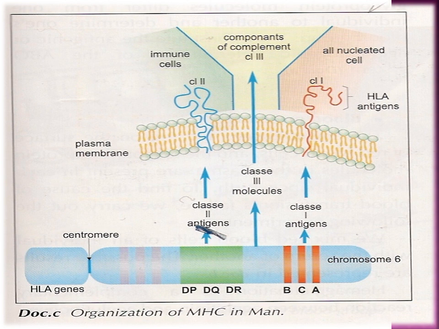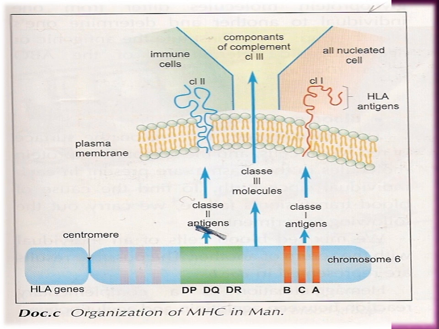Then, since they are nucleated cells, they also contain class 1. Nucleated cells contain only class 1, while immune cells contain class 1 and class 2. That means they have the 2 polypeptide chains of class 2 and the 1 polypeptide chain of class 1.